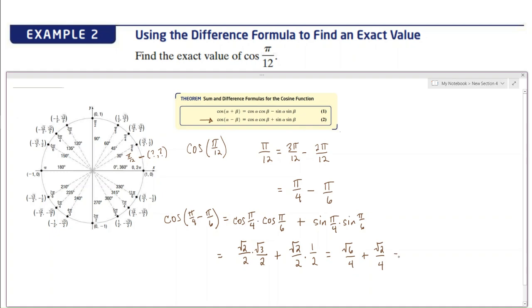And I could think of this as factoring out this 1/4, and then just take the square root of 6 plus the square root of 2. Or if we want to, we can just make it square root of 6 plus the square root of 2 over the common denominator of 4. Either one of those answers should be acceptable.